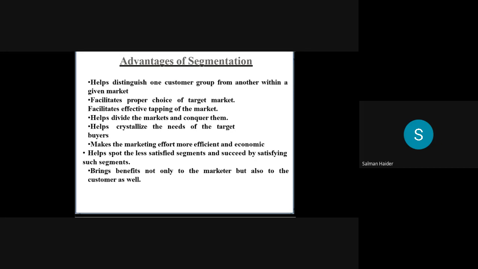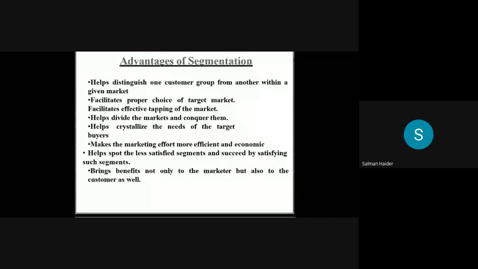Whether it is the introduction of a new product in the market, or changing the attributes or making some modification in the product. Then it will facilitate proper choice of target market, which would be an advantage.